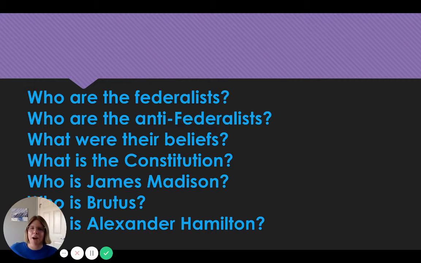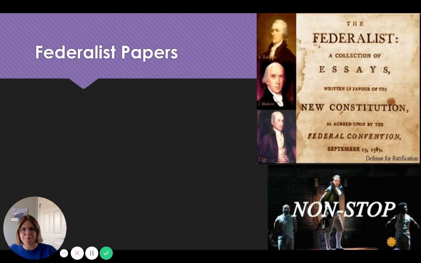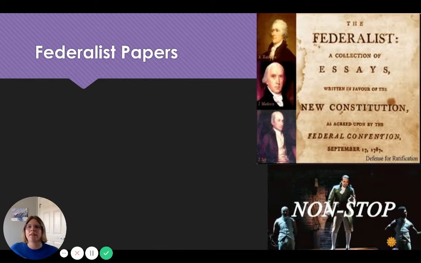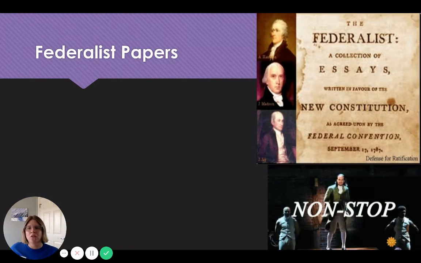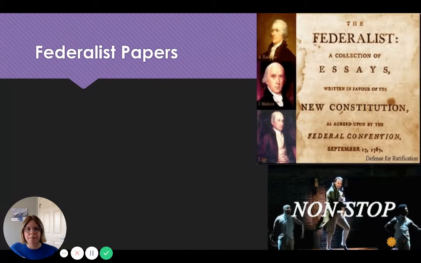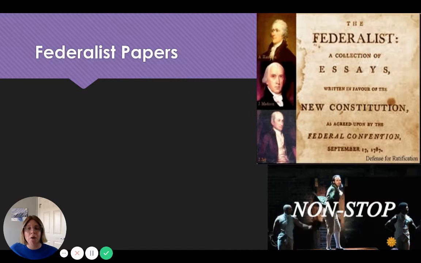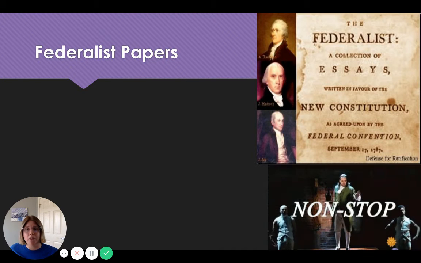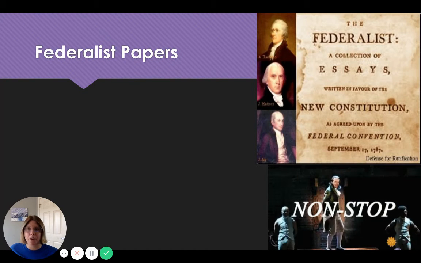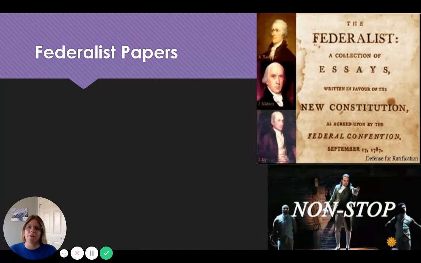I asked the students for prior knowledge on Federalists and Anti-Federalists, or if we knew any of these people. And we introduced the concept of the Federalist Papers. So what are the Federalist Papers? They're documents that were written defending the Constitution. Now, when the founders wrote the Constitution, it didn't go into effect right away. The Constitution is our structure or framework of government.